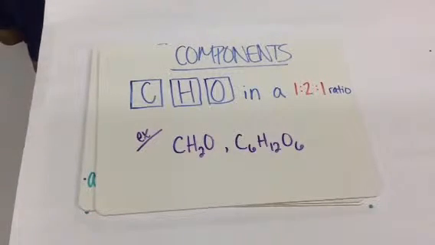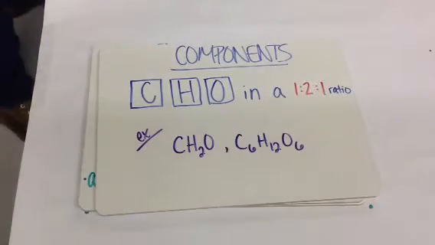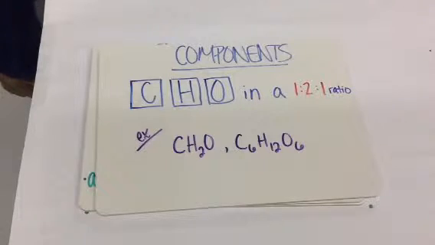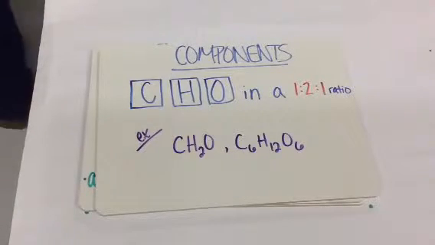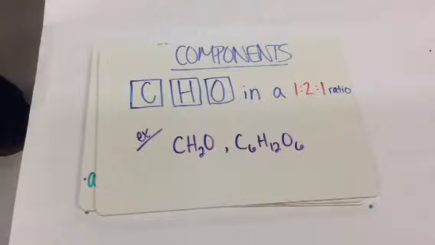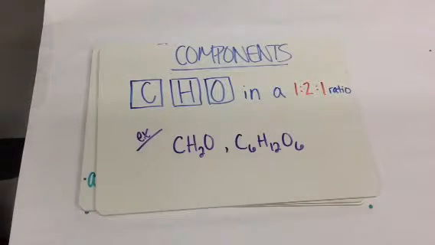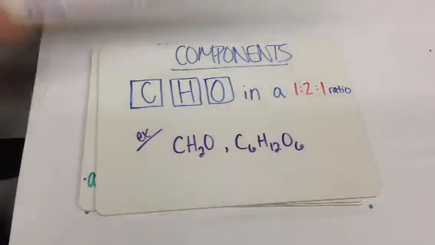The components of a carbohydrate are carbon, hydrogen, and oxygen, but they have to be found in a 1 to 2 to 1 ratio. So for example, we have CH2O, but we can also have a multiple of that, so C6H12O6, which can be condensed down back to our 1 to 2 to 1 ratio. So what you're saying is if it has those things, but it's not in that ratio, it's not a carb? Exactly. Okay.